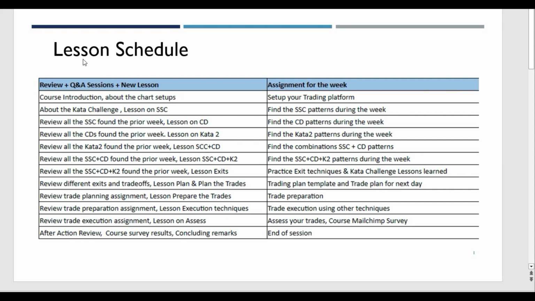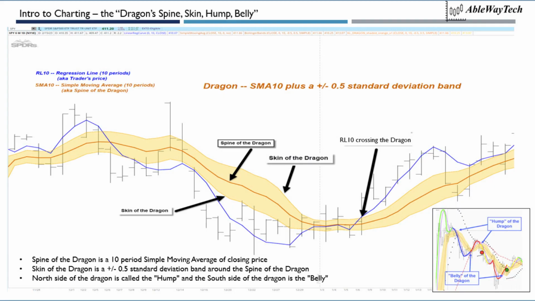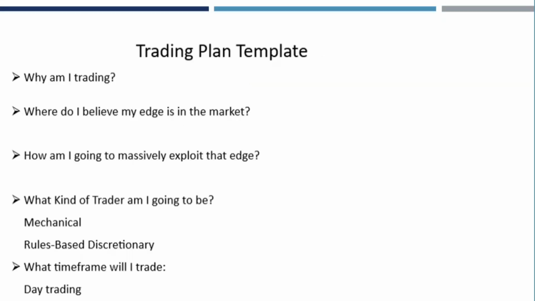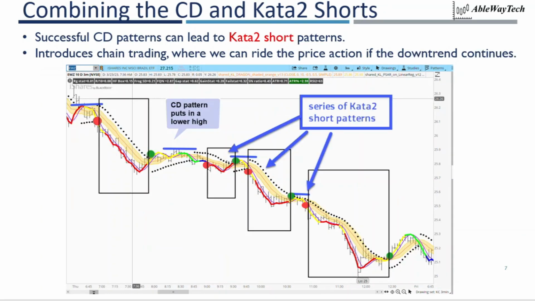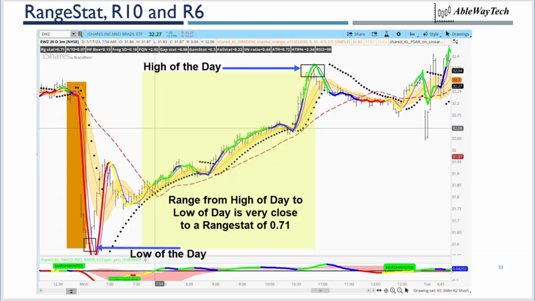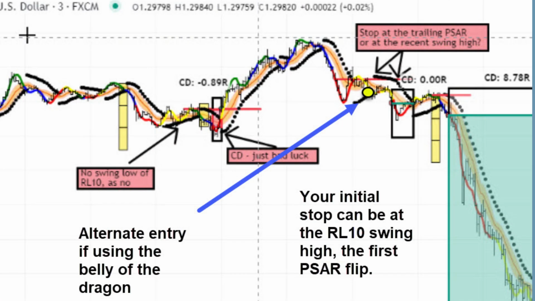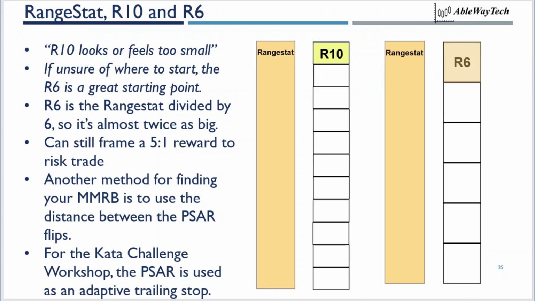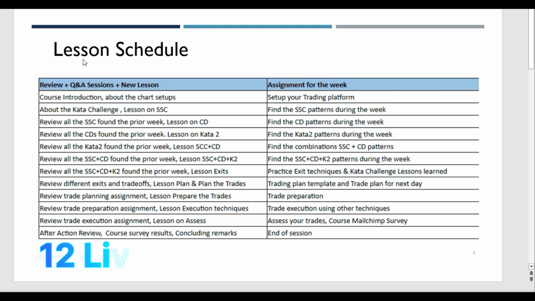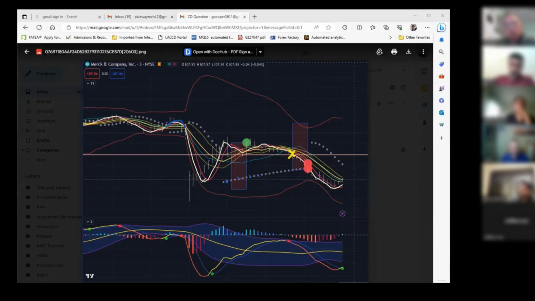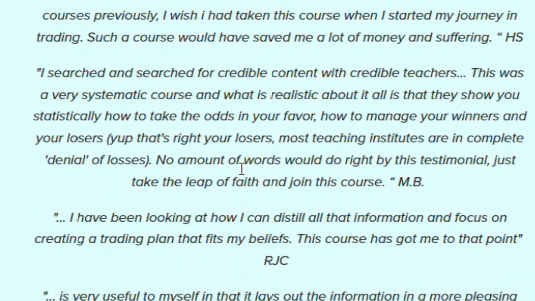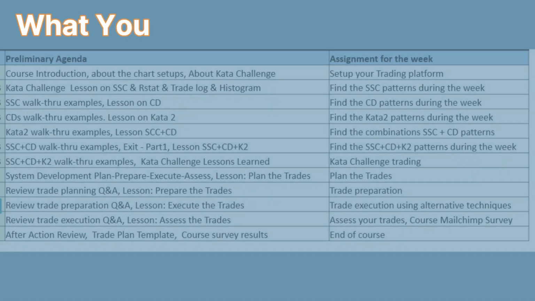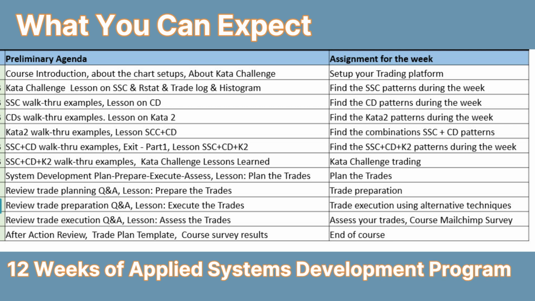The 12-week Applied Systems Development course covers everything, from chart setup details and finding trading patterns to developing your personal trading plan and advanced strategies for building your own systems. Throughout the course, we ensure understanding with weekly exercises and provide question and answer support. Learning is interactive, ensuring you grasp the concepts. And the best part? You get to engage in 12 weekly live Zoom sessions for real-time feedback and connect with a community of traders. We've been receiving lots of positive feedback from our students, praising the structured delivery and practical application. Here's what you can expect during the 12 weeks of the Applied Systems Development program.